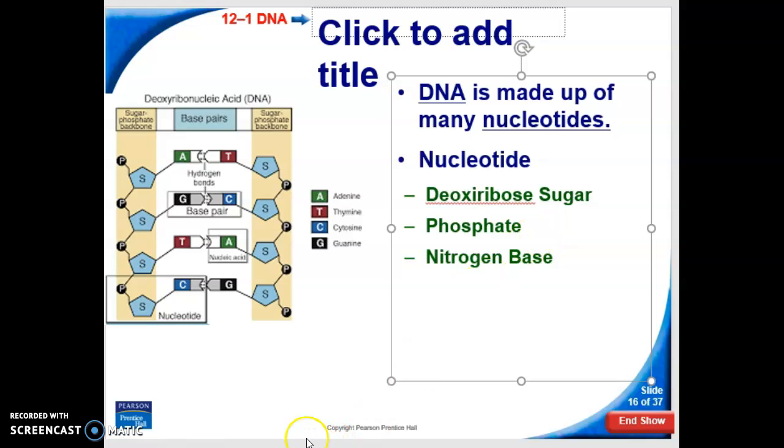Now when we're looking at a DNA strand, here's a DNA strand. One nucleotide will be a deoxyribose sugar, there in the blue, a phosphate, which is the circle, and in the middle you have what are called nitrogen bases, and that one is the A, the T, the G, and the C. So right here, this is one nucleotide, and then it's connected to the second nucleotide.